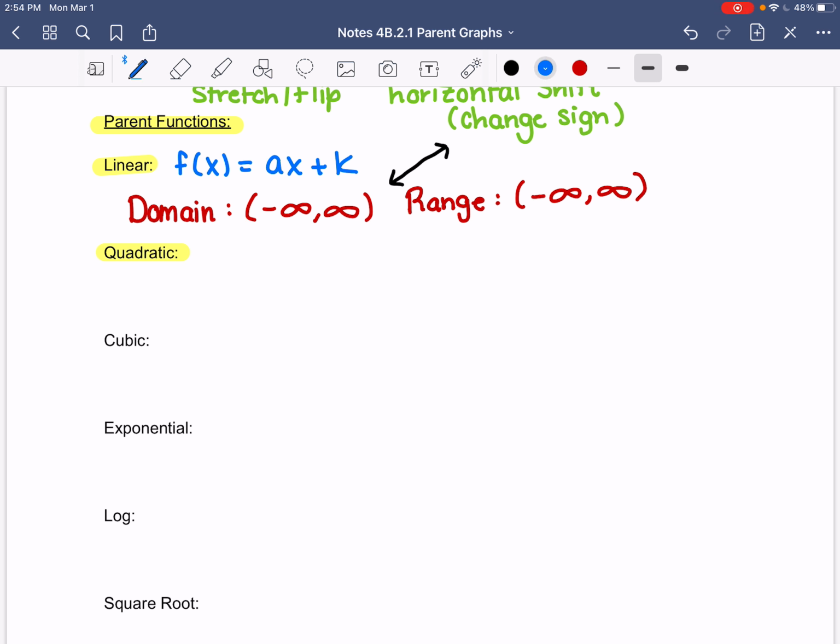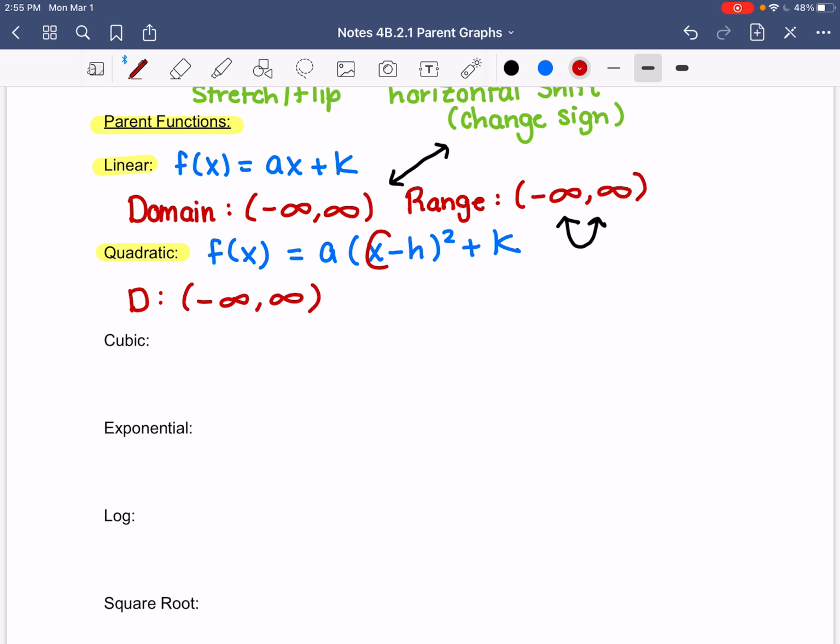All right, the next one is a quadratic function. So a quadratic function is going to look like f of x equals a times parentheses x minus h squared plus k. And a quadratic function, when you graph it, looks like a parabola, so like a U shape. The domain for a quadratic function is always, again, just all real numbers, just like a line. You can plug in any x that you want. But the range, range is your y value.